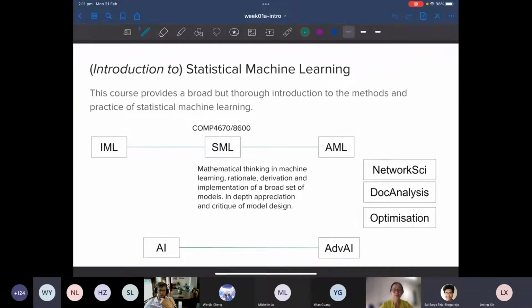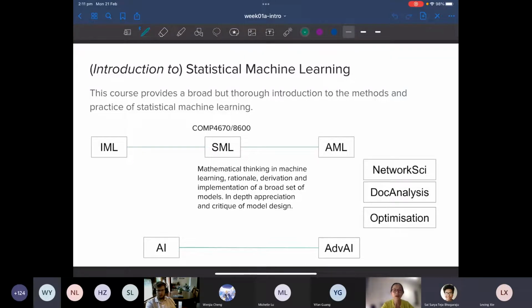So I'm basically monitoring the video feed and I will not see questions in Teams in real time, but I will pause a few times for questions. At that time, I will look at the chat and you guys feel free to unmute and ask me.